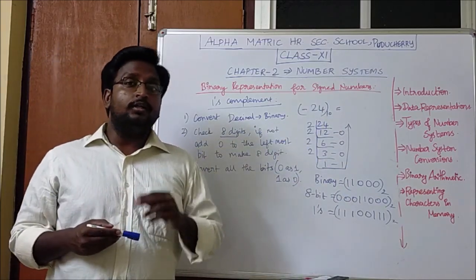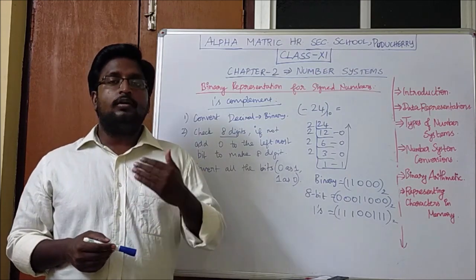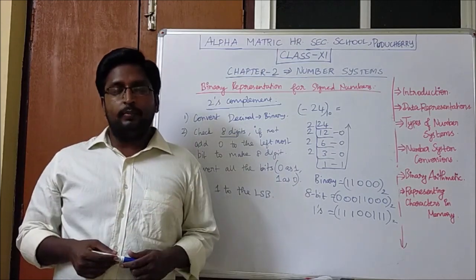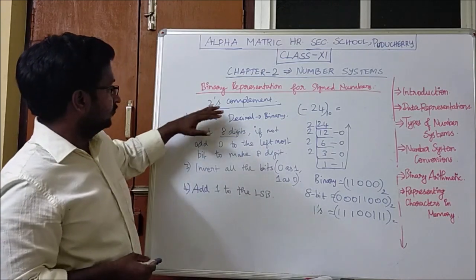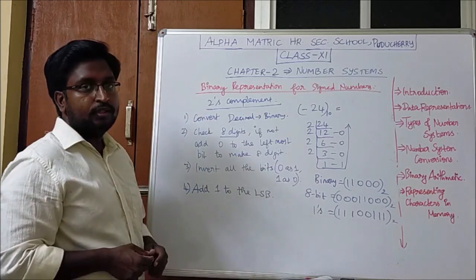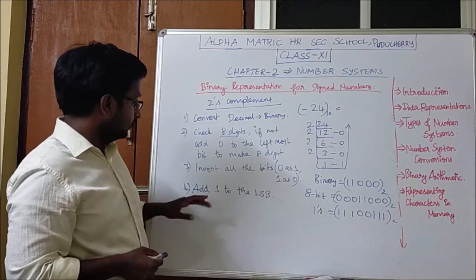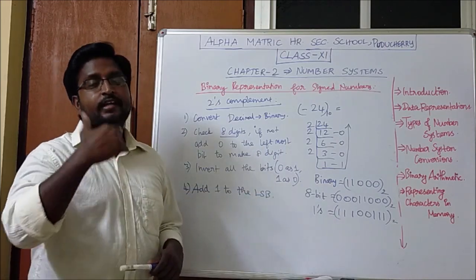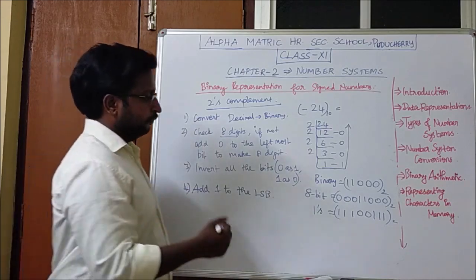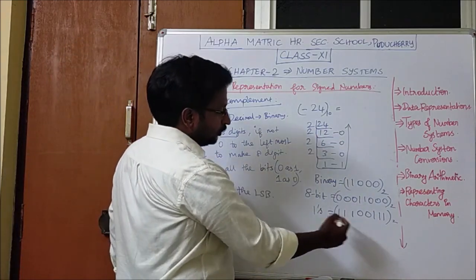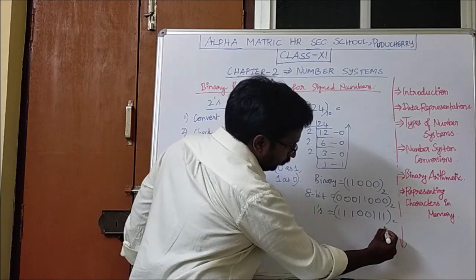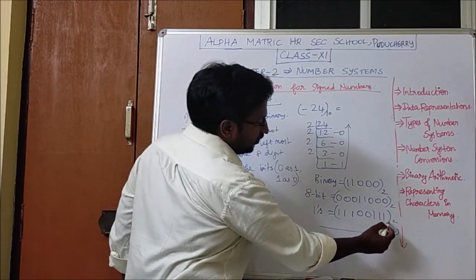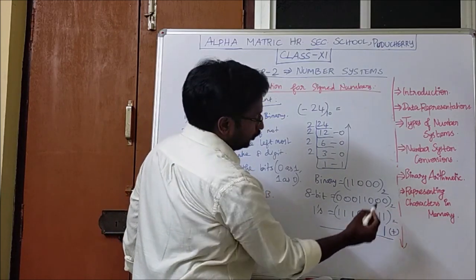Next we have to find the twos complement. Let us see what steps are to be followed for finding the twos complement. The twos complement procedure is the same as the ones complement, and only one last step is added, that is add 1 to the least significant bit, that is the rightmost bit. Till now we have completed the ones complement. You just add 1 to the least significant bit, that is the rightmost bit.